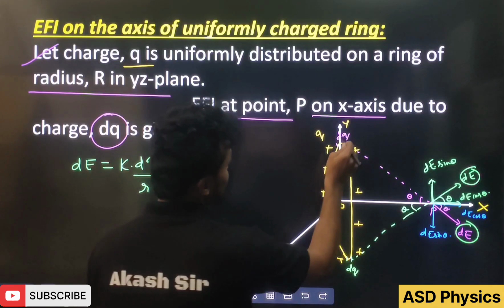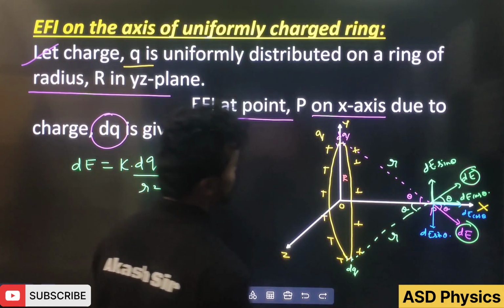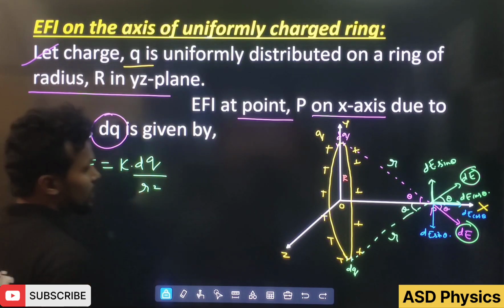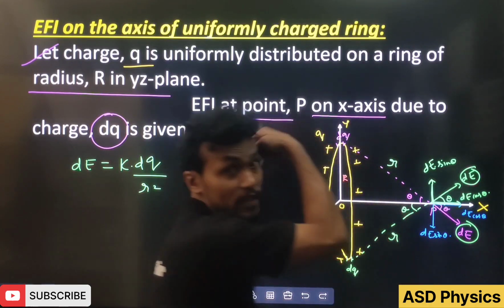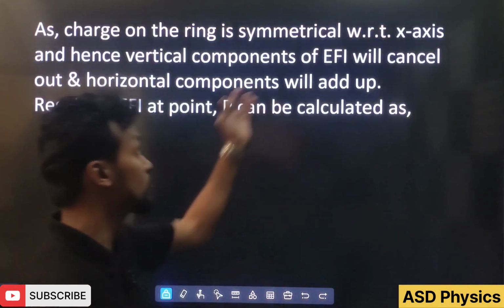Why? Because see, the charge is dq. This distance how much here? R. This distance is also r. Charge to the observation point. So K into dq by r square. Now after that here again, which components we have to add up? We have to add the dE cos theta component here. So whatever I have told you, like this you have to write in the exam.